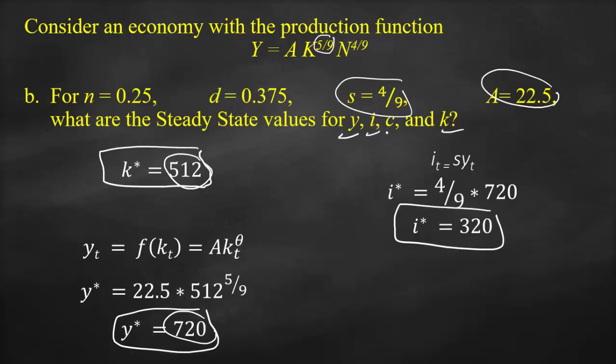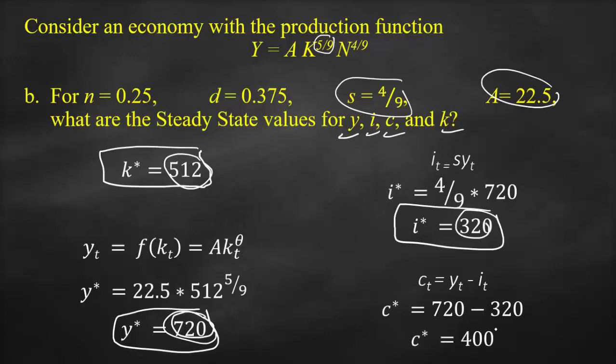Then we have our little c, which is per capita consumption. The formula for per capita consumption is that anytime you have an income, you will divide it into consumption and savings. In the long run, savings is equal to investment. So our little c is equal to little y, which is output per capita, minus investment per capita. Let's substitute our output per capita, we just calculated 720, minus investment per capita 320. It will give us our per capita consumption of 400. So we solved it for the 4 variables.